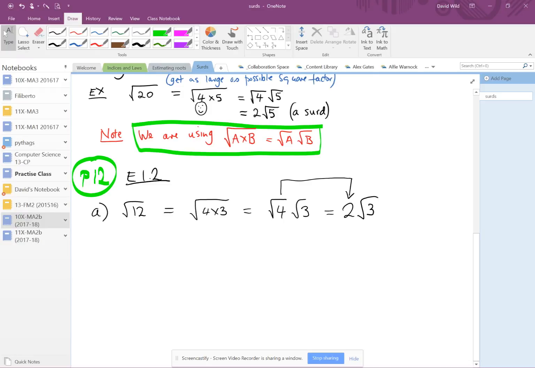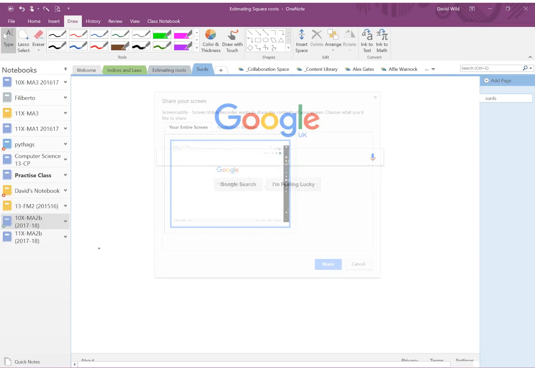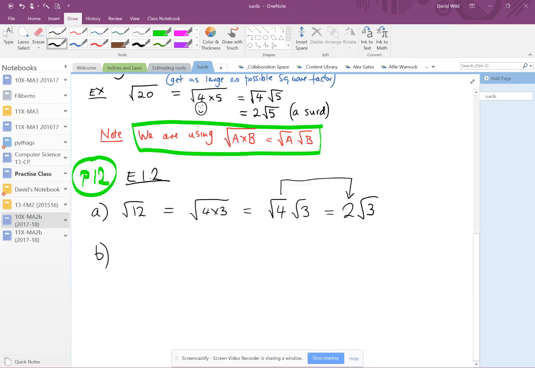Shall I do a couple more? Yes, if it's got a factor that is a perfect square, it's not a surd yet. Otherwise, it is a surd.